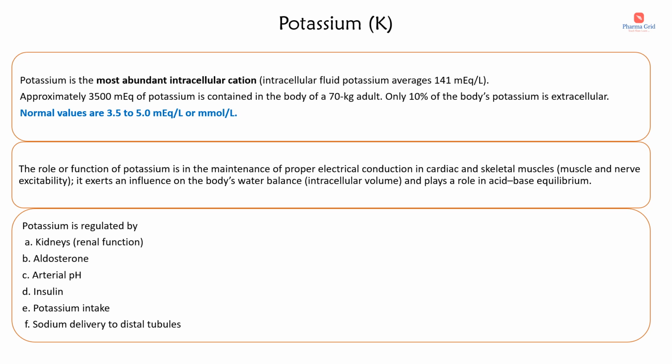The role of potassium is in the maintenance of proper electrical conduction in cardiac and skeletal muscles, especially muscle and nerve excitability. It exerts an influence on the body's water balance, mainly the intracellular volume, and plays a role in acid-base equilibrium. Potassium is regulated by the kidneys, mainly through renal function, then aldosterone, arterial pH, insulin, potassium intake, and sodium delivery to distal tubules.